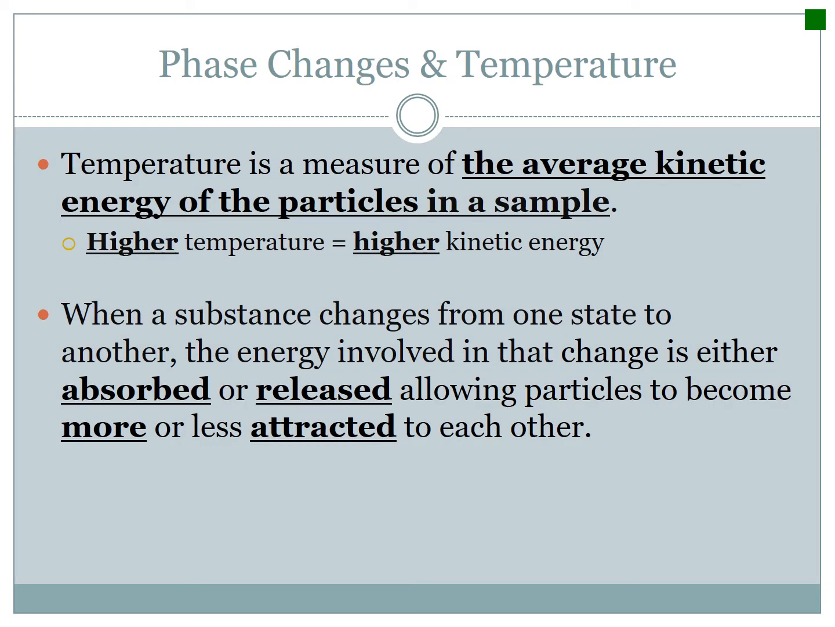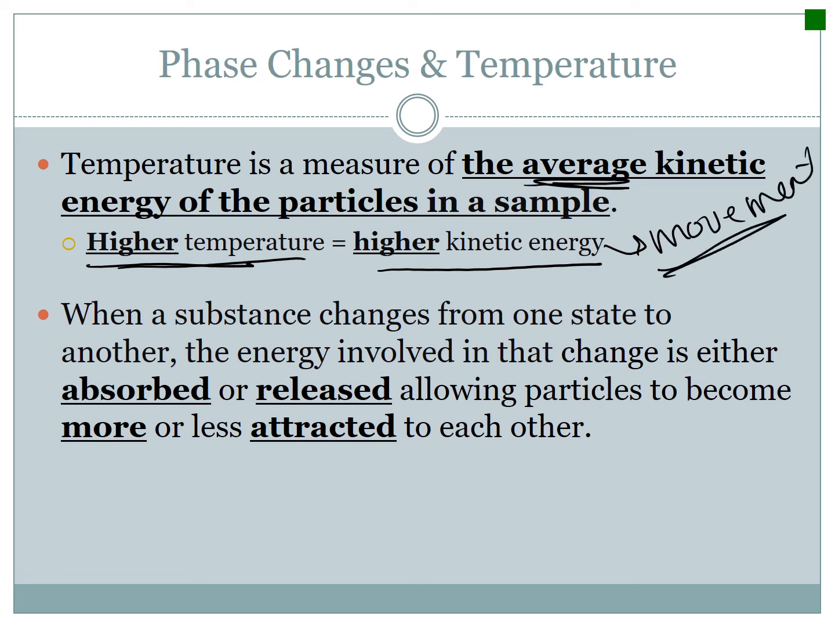All right, phase changes with regards to temperature. Temperature is the measure of the average kinetic energy. So it's not of any individual particle, it's the overall average of all the particles. When you take your temperature, it's giving the average of all the particles, not of just one particle. The higher the temperature, the higher the kinetic energy. And how do we measure kinetic energy? Kinetic energy is based off of movement. So the higher the temperature, the higher the movement, meaning they're moving faster.